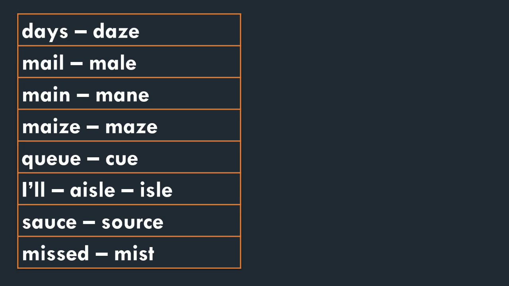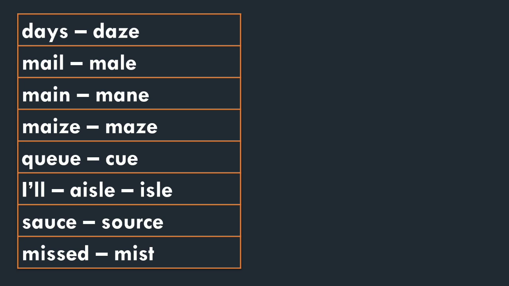Next is queue, Q-U-E-U-E and C-U-E, cue, queue. Q is the long line of people or cars that is there, and CUE is the signal given to somebody in order to do something.